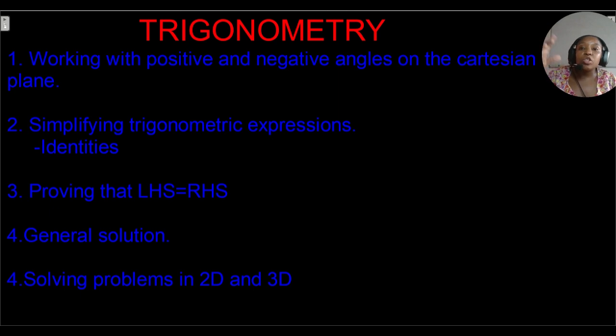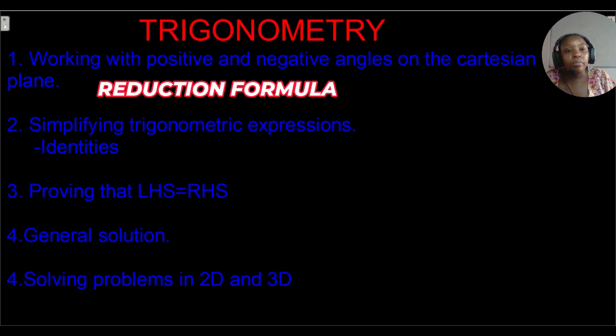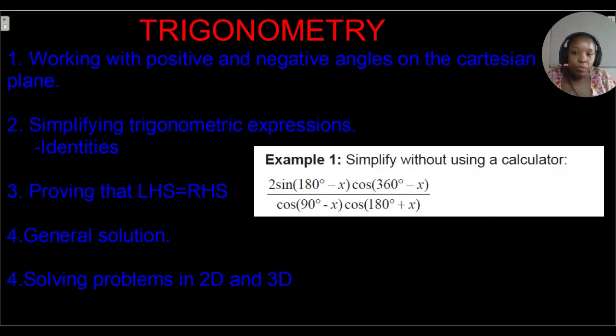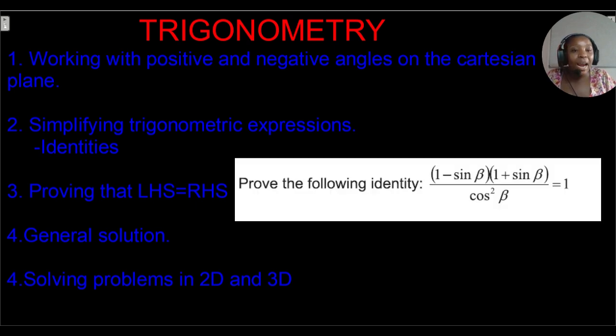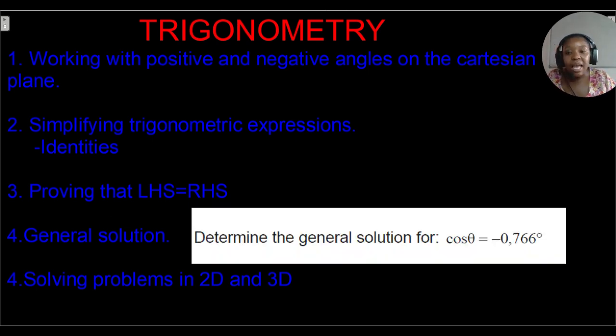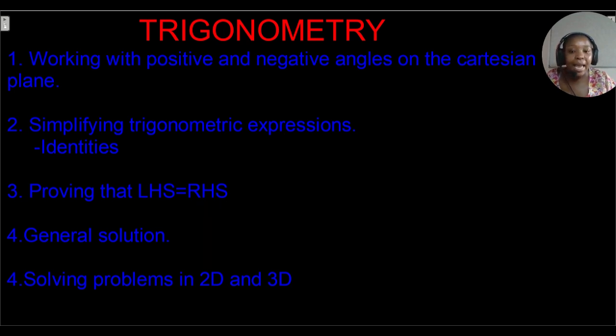So on today's lesson, we're going to start off with trigonometry, right? And in the next sequence of lessons that I'm going to be uploading on my channel, we're going to be looking at the following topics. We're going to be looking at how we work with positive and negative angles on the Cartesian plane. We're going to be looking at how you simplify trig expressions. Okay, we're going to be looking at how you prove that the left-hand side is equal to the right-hand side if you're given a trig equation. We're going to be looking at the general solution, right, and how we solve it. And then we're going to be looking at solving problems in 2D and in 3D.